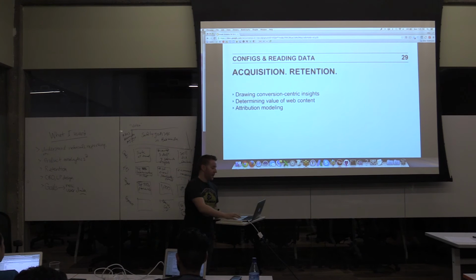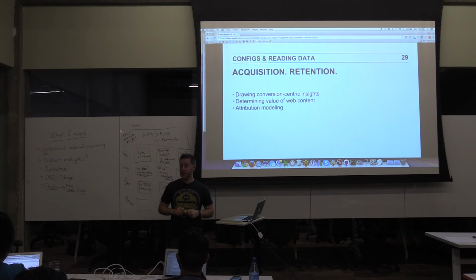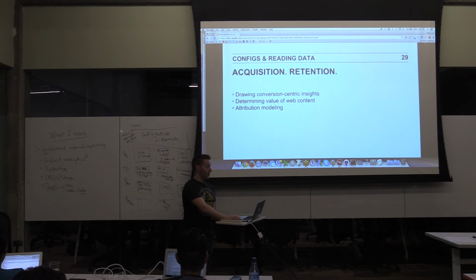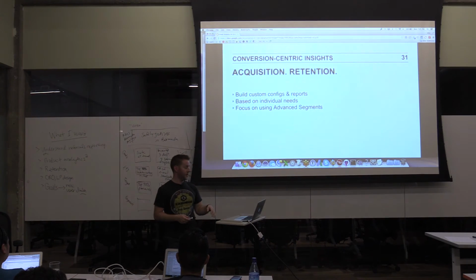All right. So when we're talking about drawing conversion-centric insights, a lot of those things won't necessarily be possible unless you have a conversion set up. So as we go into each exercise, anyone that doesn't have a conversion, I'll walk around and we can spin up something that's just like a test conversion. It doesn't mean anything, but it at least allows you to play around. Okay. We're also going to talk about determining the value of web content and then getting a little bit into attribution modeling.